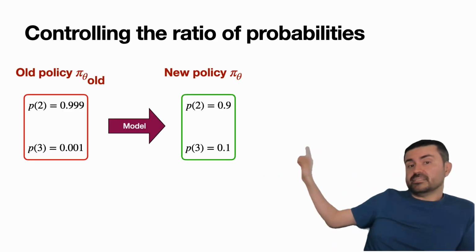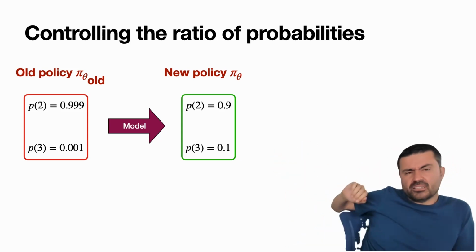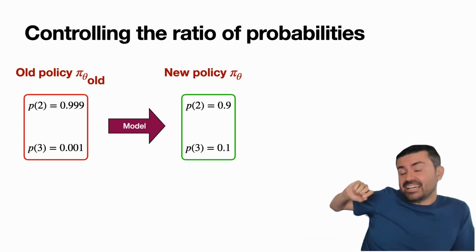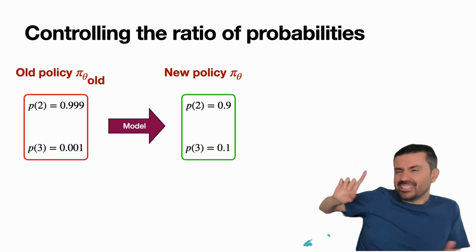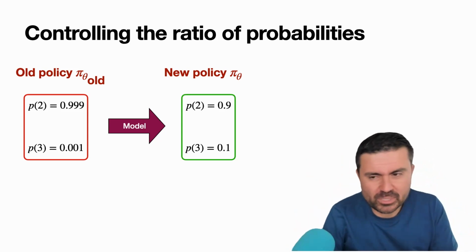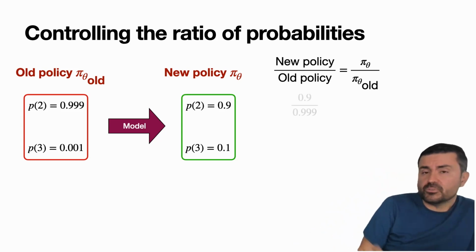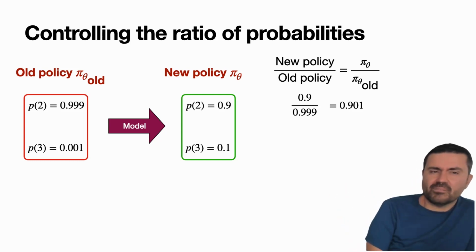And it works like this. Let's say we have two policies, the old one and the new one, and the probabilities are not so different. For the two possible solutions, the probabilities are 0.999 and 0.001, and the next ones are 0.9 and 0.1. So they didn't change that much, but look at what happened with the ratio, the new policy over the old policy. For the first one, it's 0.9 divided by 0.999, which is around 0.901. So that's a manageable number. But look at what happens with the next one.